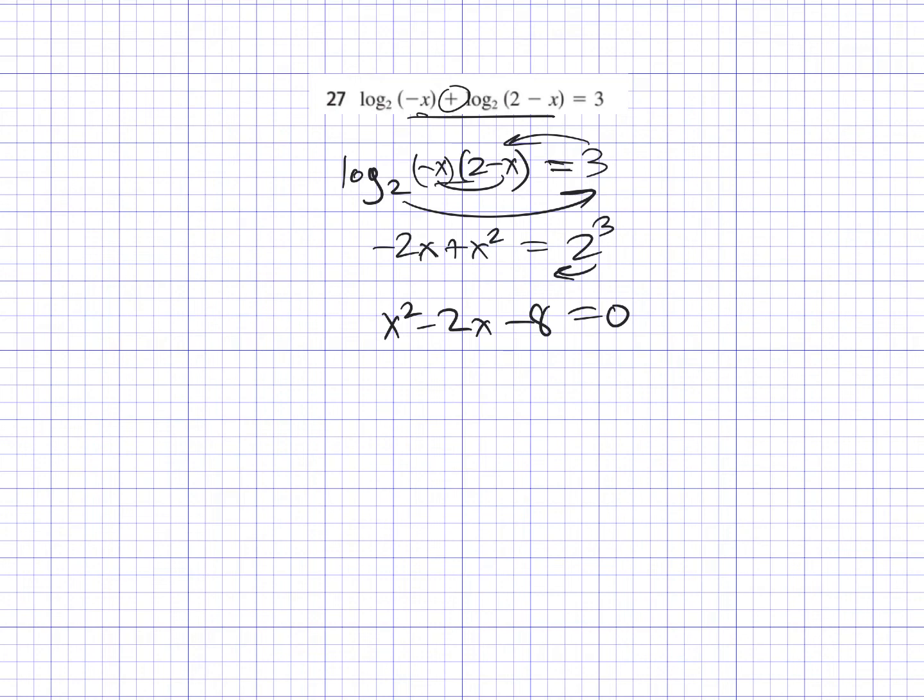And now let's factor. And we get (x - 4)(x + 2). And so x equals 4 or negative 2. In this case, positive 4 is not going to work. It's because of these minus signs that are in front of your x's. So negative 2 is actually going to be the answer.